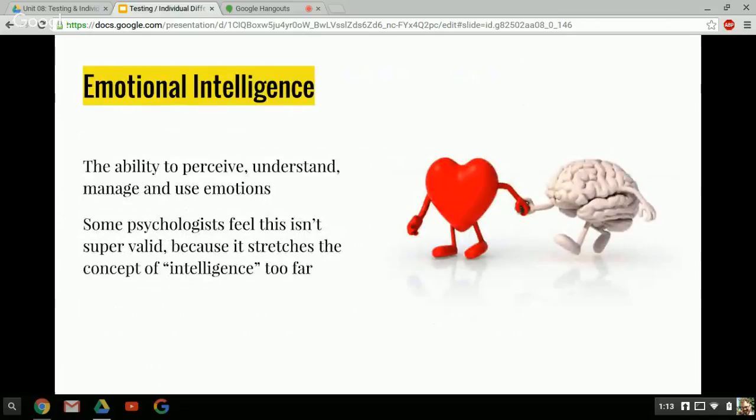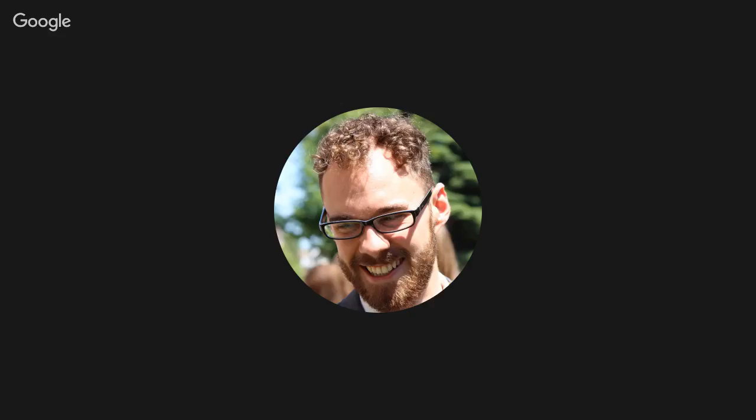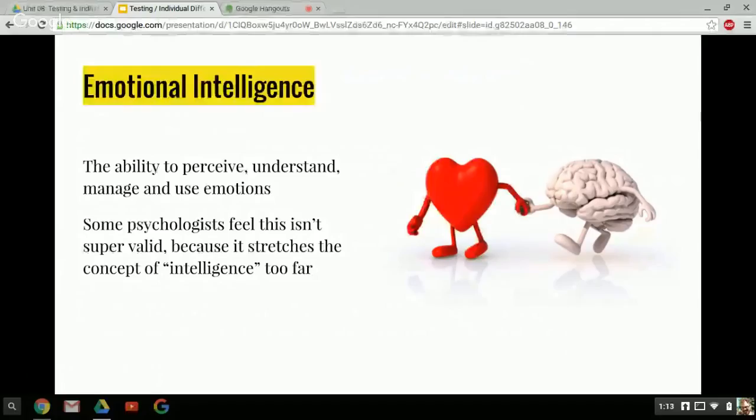The last theory, and this is separate from these 3, is emotional intelligence. That friend you go to talk to and you feel like they really get you, they understand you, probably has a high level of emotional intelligence. One note about this is some psychologists don't really think emotional intelligence is a valid concept. They think it's stretching the concept of intelligence, quote-unquote, too far, and that what emotional intelligence really is is just people who get other people, who are good at understanding that kind of thing.